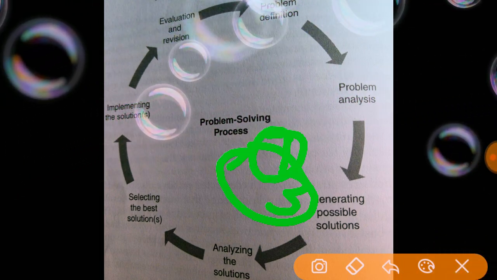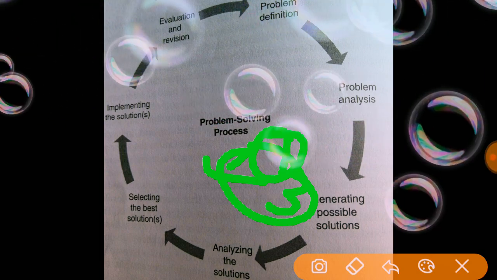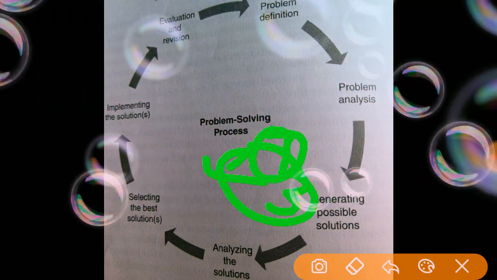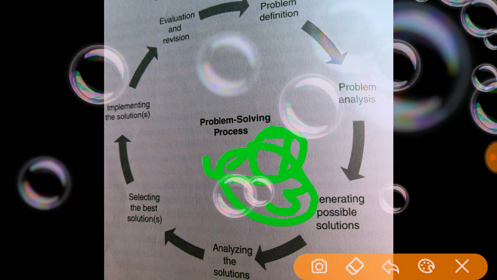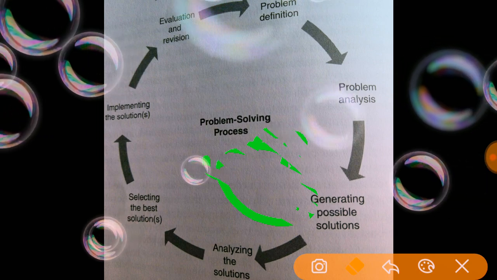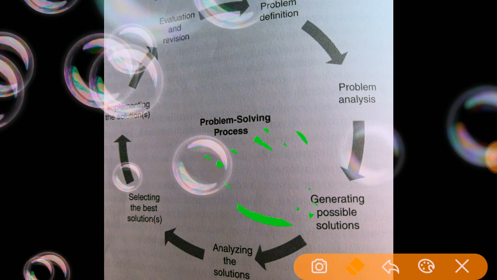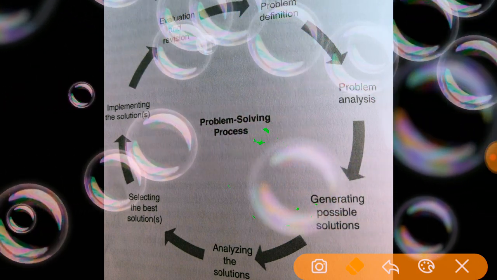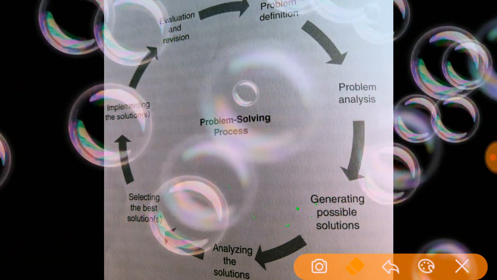If some people give any new ideas, the researcher can take them and manage those new ideas. So this is the third process of problem solving. Then coming to the fourth one, analyzing the solutions. So this is the fourth process of problem solving.